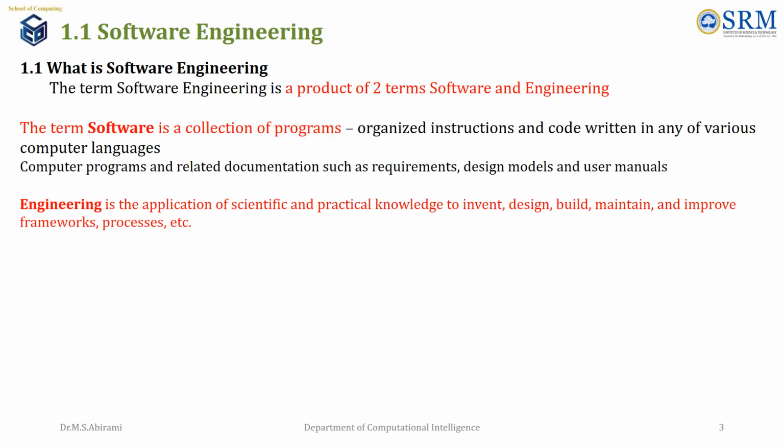First, we are going to discuss the definition of software engineering. Software engineering is a product of two terms: one is software and the other is engineering. The term software is a collection of programs, which have organized instructions and code written in any of various computer languages. Engineering is the application of scientific and practical knowledge to invent, design, build, maintain, and improve frameworks and processes.